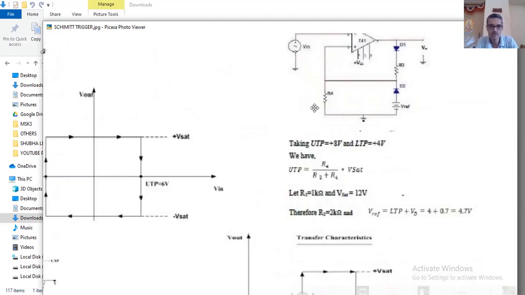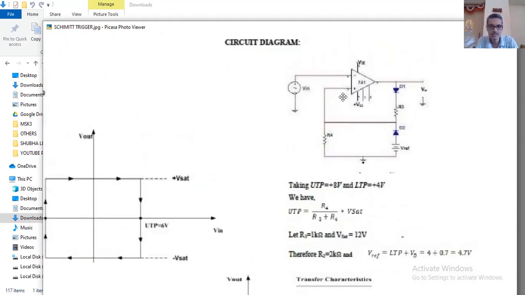If the voltage given to this terminal is more than the voltage given to this terminal, the output will be minus VSAT. If this voltage is less than this voltage, or positive is more than negative, in that case the output is plus VSAT.